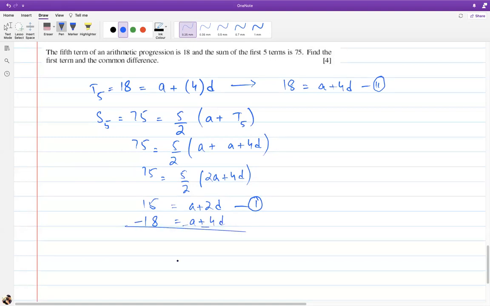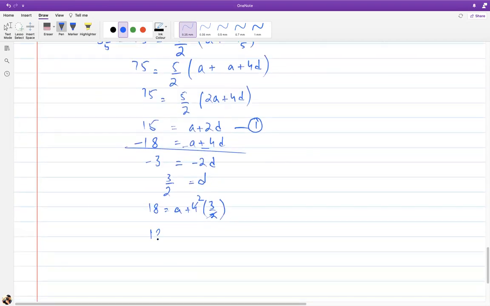I solve them simultaneously. That gives me minus 3 is equal to minus 2d. d is equal to 3/2. So that's the difference. And what's the first term? Take any of these equations. Let's say I take 18 is equal to a plus 4d. So d is 3/2. 2 cancels out. I'm left with 18 is equal to a plus 6. 18 minus 6 is a. a is equal to 12. So I've gotten the first term. I've gotten the difference.